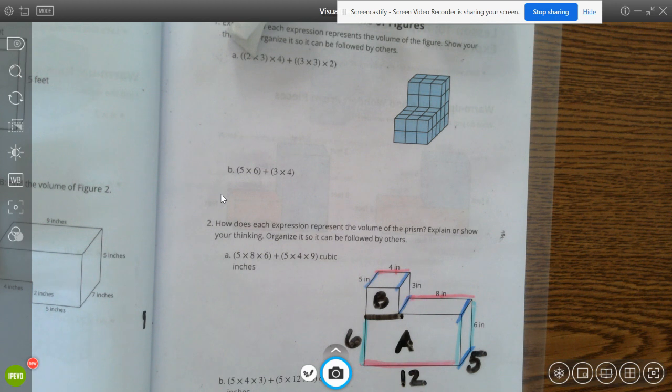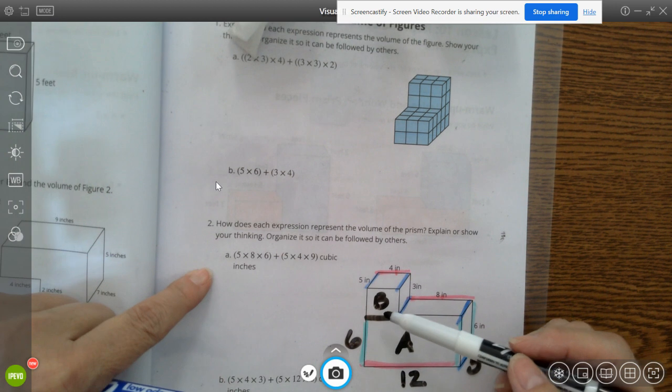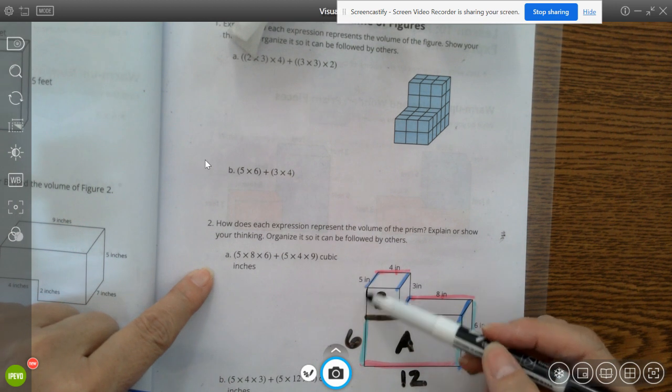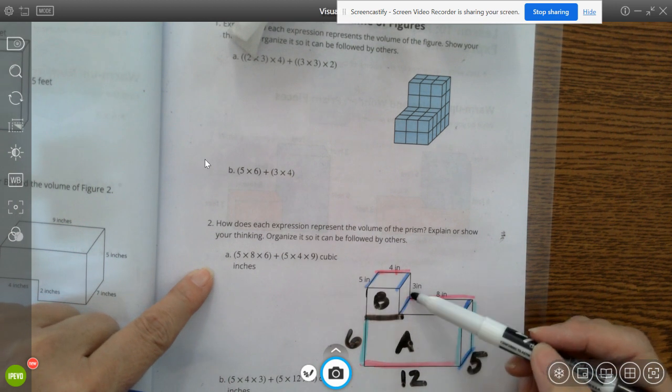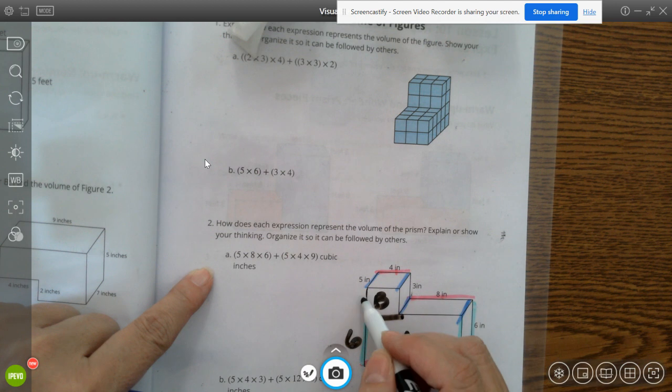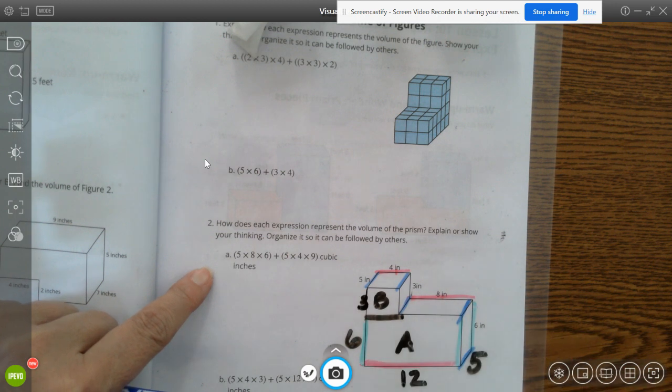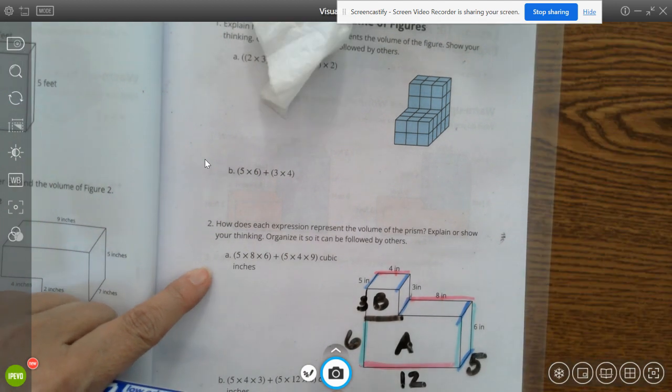Okay, now I'm going to look for the volume of B. I do not have this distance right here, but I have it over here. They're the same amount. So this is 3. So my volume of, oops, you can't see that. Hold on.